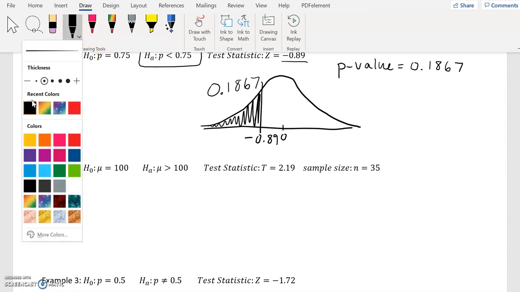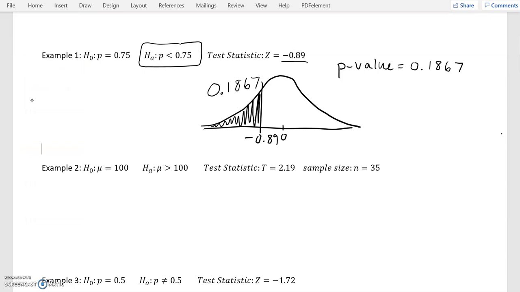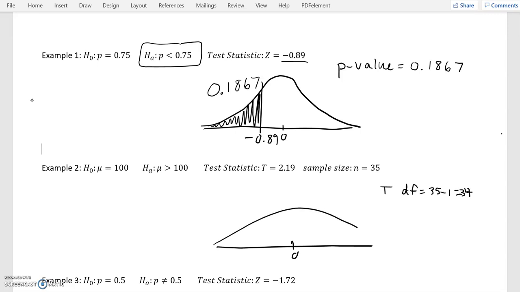Let's turn on my pen here. Okay, so as I'm finding my p-value, again, it's a t-test statistic, which means I'm going to use the t-distribution, which is still kind of bell-shaped, but with a little bit fatter tails. And it's going to be a t-distribution with n minus 1 degrees of freedom. So 35 minus 1 gives me 34 degrees of freedom. And I'm going to be looking for the area in the tail beyond my test statistic, 2.19.